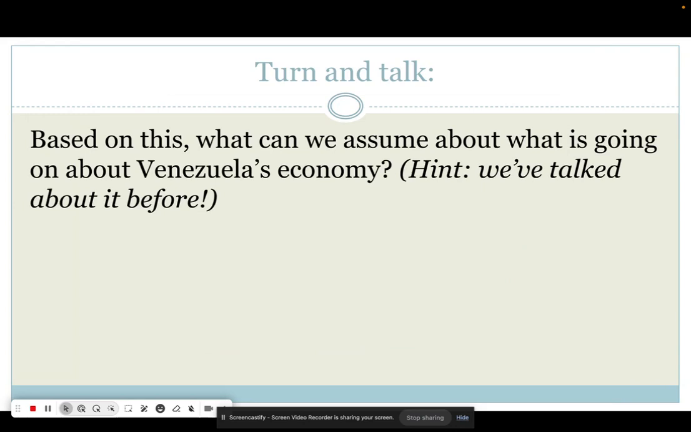Pretty significant stuff. So I want you to turn and talk with your partner. Based on this, what can we assume about what is going on in Venezuela's economy? We've talked about it before, earlier this week. What can we assume about Venezuela's economy?